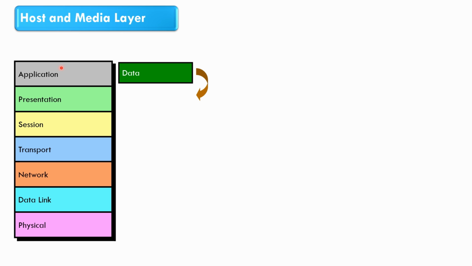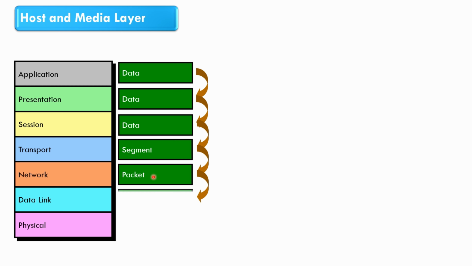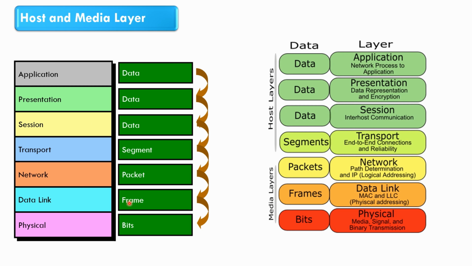Host and media layers. In the application layer, the packet is called data. Presentation layer is also called data. Session layer is also called data. In the transport layer it's called segment. In the network layer it's called packet. Data link layer it's called frame. In the physical layer it's called bits. Here you can see in this diagram, these top 4 layers are called host layers, and the bottom three are called media layers.